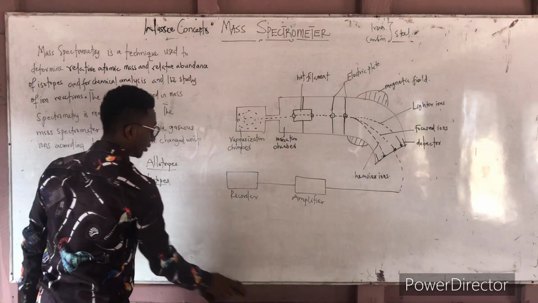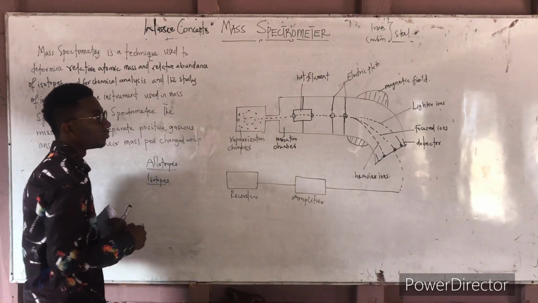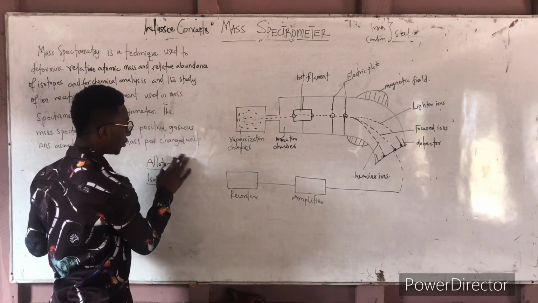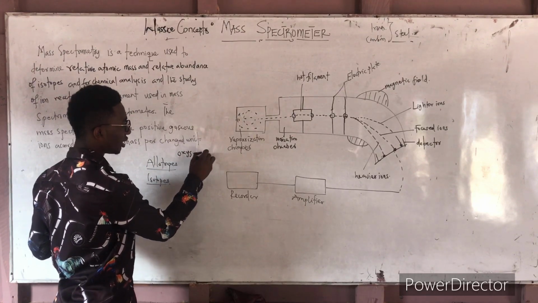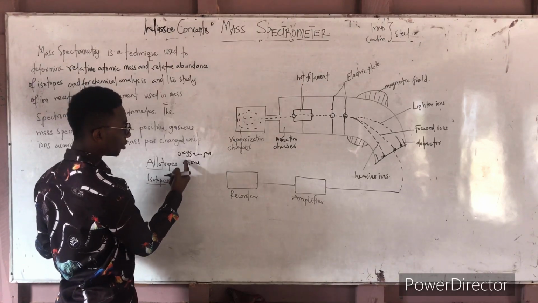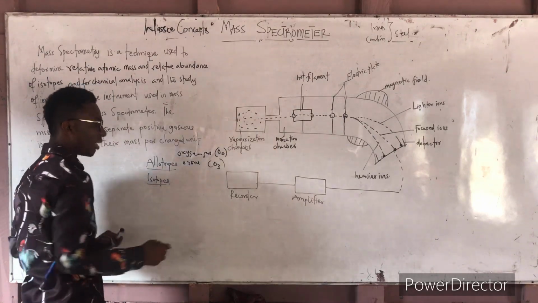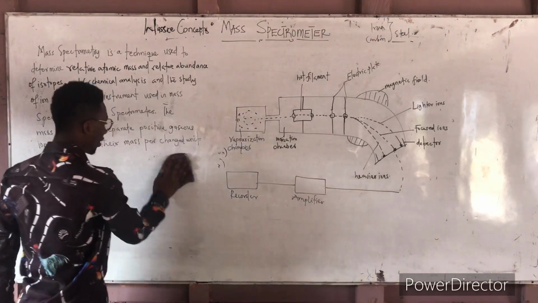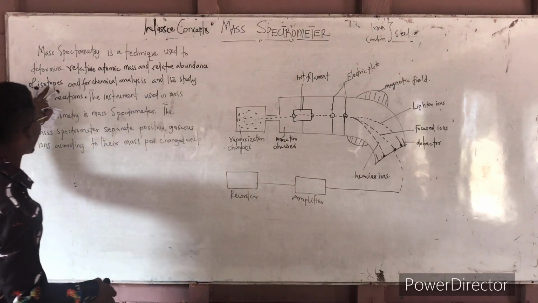But for allotropes, let's say the carbon allotropes, you can have many allotropes. The oxygen allotropes are oxygen gas and ozone. These are allotropes of oxygen. Oxygen is O2, ozone is O3. They are made of the same chemical element, but they have different structures. And we can use the mass spectrometer to determine the relative abundance of isotopes.